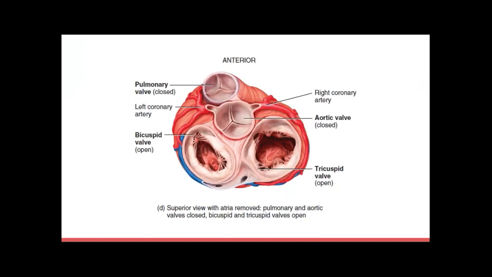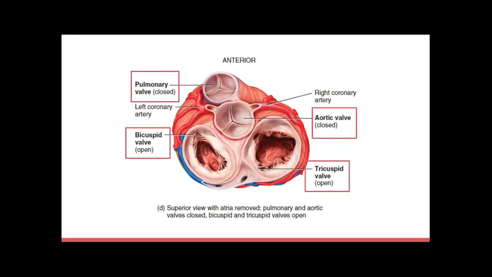All right, so here is a superior view of the heart, and the atria are removed. So you're looking from the top of the heart. In this picture, both AV valves are open, and this indicates blood flow going from the atria to the ventricles. The semilunar valves are closed to prevent backflow, or to prevent blood from leaking out and going into the pulmonary trunk and aorta.